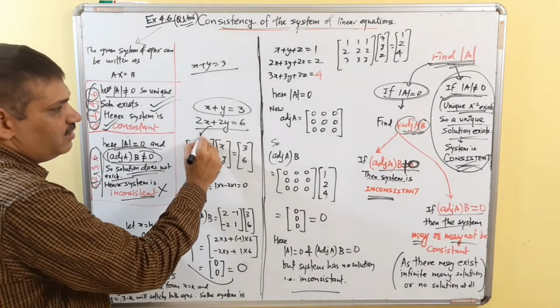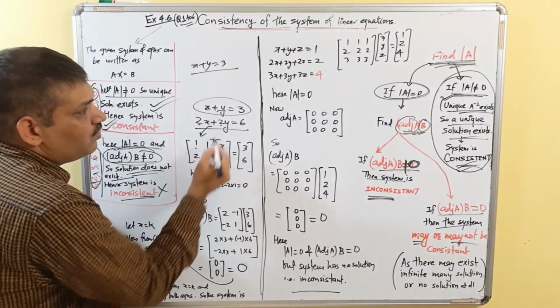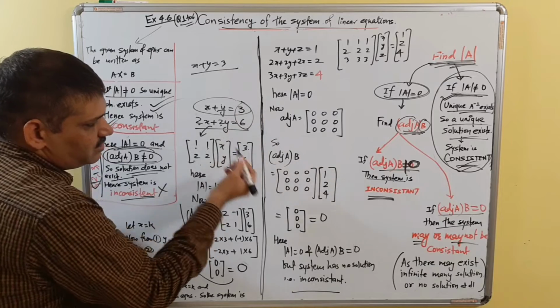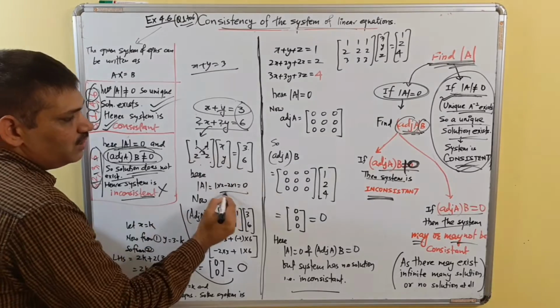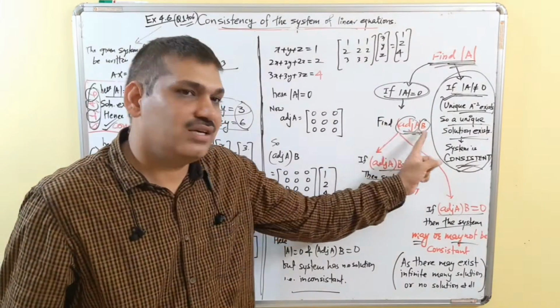So how do we proceed? We write it in matrix form, Ax = b. The coefficients are 1, 1, 2, 2, the variables x, y in a column, and the right hand side constants 3, 6. Here determinant A is 1 into 2 minus 2 into 1. Determinant A is 0. If determinant A is 0, then we find adjoint A into B.